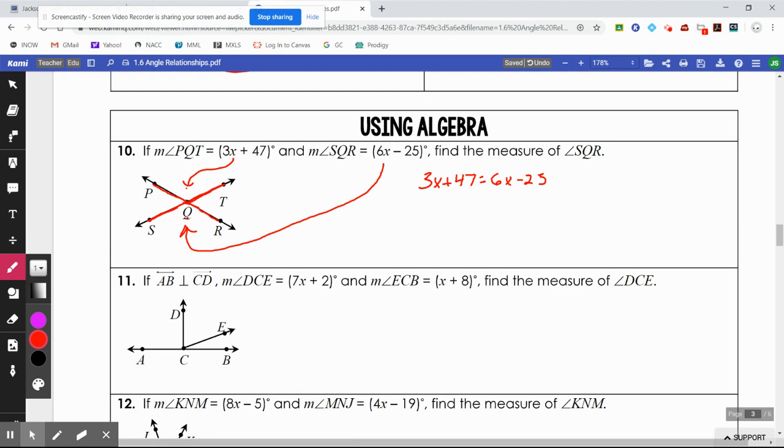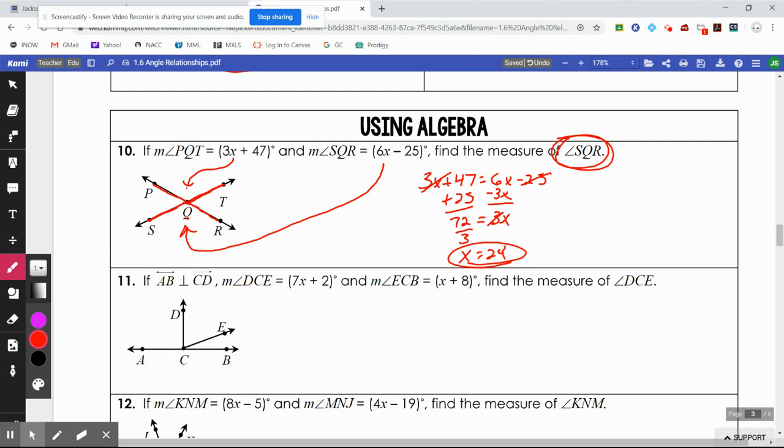Let's set these up. They're equal to each other. That's our relationship. Let's solve the relationship. Move 3x over by subtracting 3x. Move 25 over by adding 25. And we get 3x is equal to, I believe that's 72. Divide by 3. And you get that x is 24. But notice they don't ask you what the measure of x is. They ask you for the measure of angle SQR.